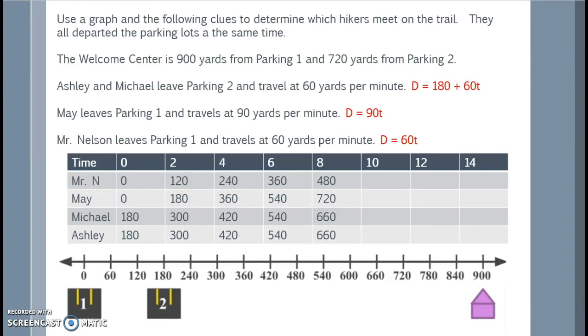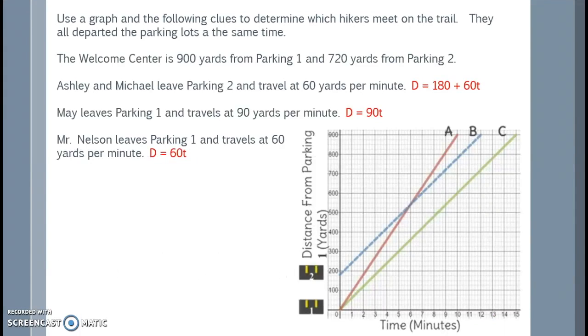So we can write an equation for each one of their travelings. Michael and Ashley travel at a rate of 180 plus 60T yards per minute, where T is time. May leaves parking lot 1 and she's traveling 90 yards per minute, so times time. And then Mr. Nelson is traveling at 60 yards per minute.